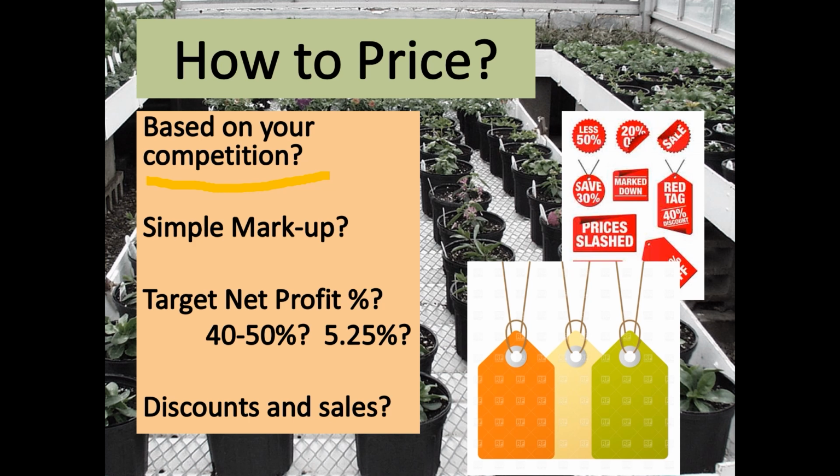Another one is people will simply often mark up. So in a production case, they might be taking their direct costs only and doing a markup. Say, I'll take all my direct costs for this geranium and I'll multiply it by 2. And at the end of the year, I'll find out if that covered my indirect costs or not.